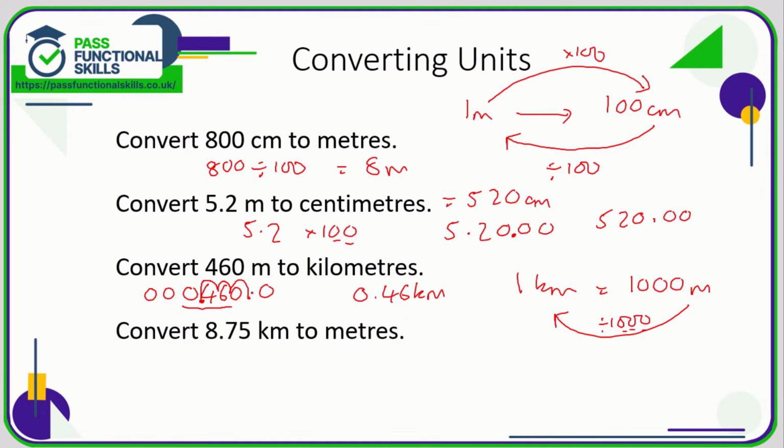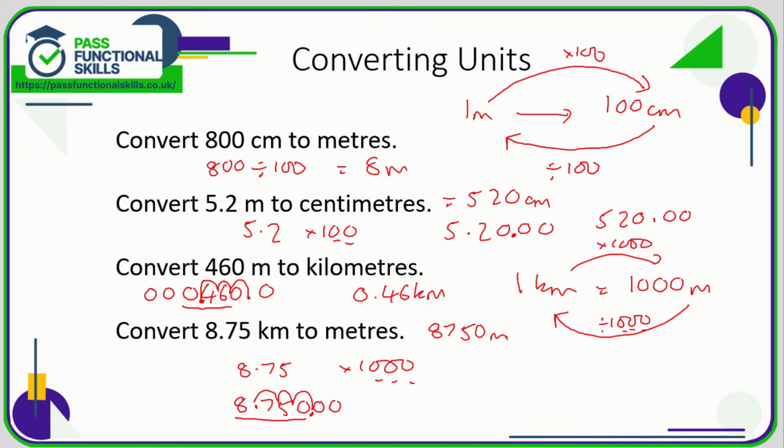If you're struggling with this, you need to do a bit of practice on multiplying and dividing by units of 10. 8.75 kilometers to meters, kilometers to meters, we are multiplying by 1000. So 8.75 multiplied by 1000. Again, you might want to write 8.75 with some zeros so that it's easy to move the decimal point 3 positions, 1, 2, 3. So the decimal point goes there. So our answer is simply 8750 meters.